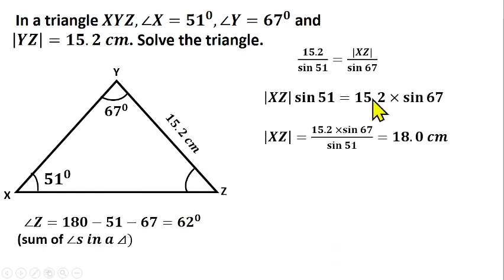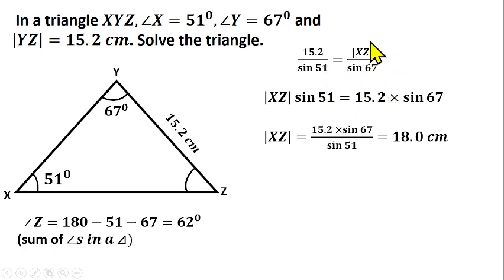So let's see, what do we find first? We find side XZ. And how do you find XZ? We use the pair given completely against the pair we are looking for. So you have 15.2, which is the side, over sine of the angle, equals the side we are looking for, which is side XZ, over the sine of the angle facing it, which is sine 67. Do we understand that?